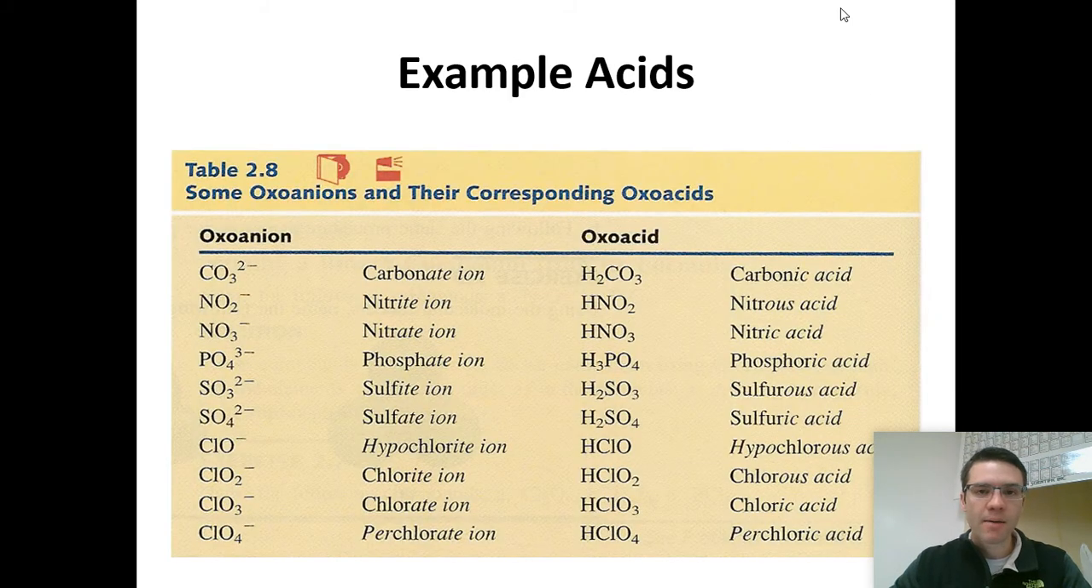So here's a list of our polyatomic ions. Our first one, carbonate, turns into carbonic acid. There are 2 protons attached to it because we have a -2 charge, and the proton is H+ with a positive charge. We want to make this neutral, so we need 2 protons here.